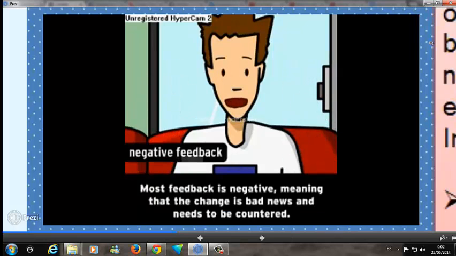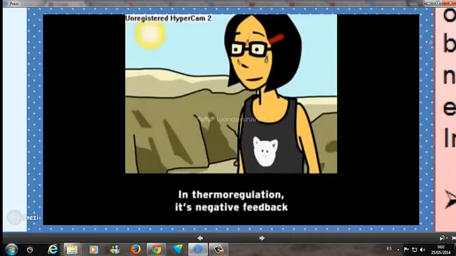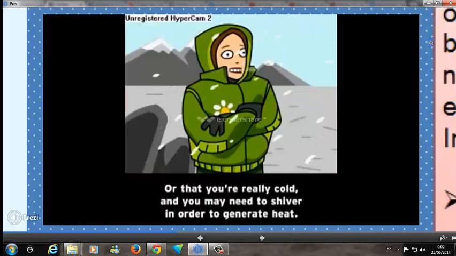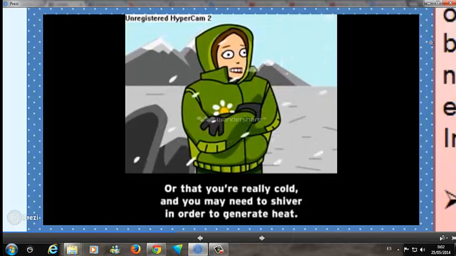Most feedback is negative, meaning that the change is bad news and needs to be countered. In thermoregulation, it's negative feedback that tells the hypothalamus when you're overheated and you need to sweat, or that you're really cold and you may need to shiver in order to generate heat.